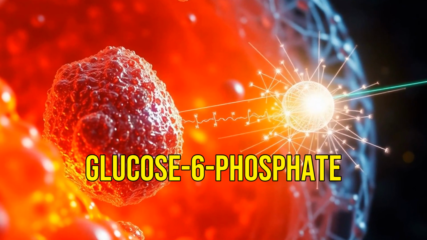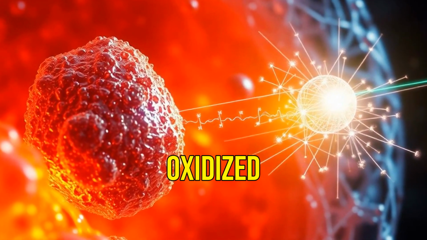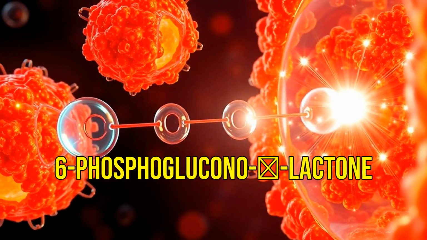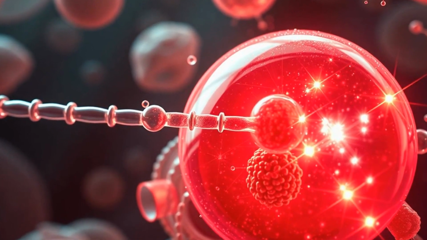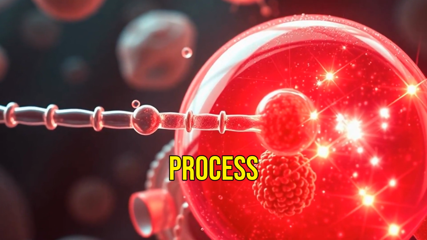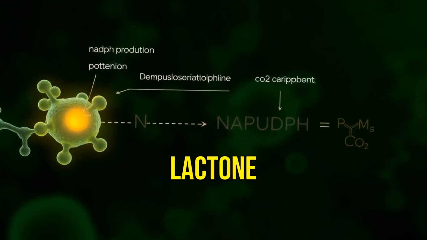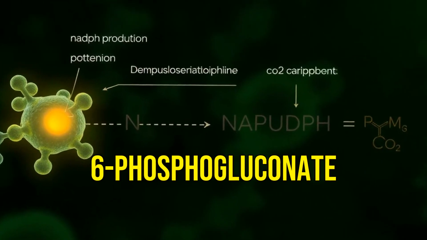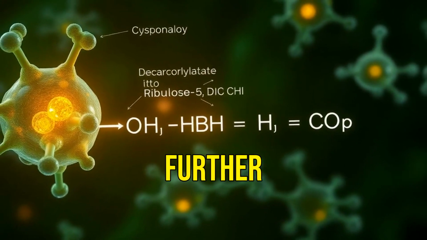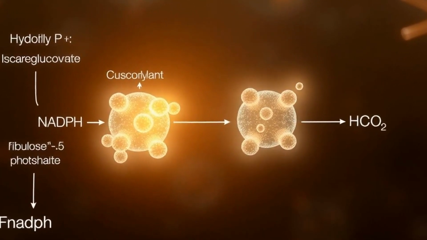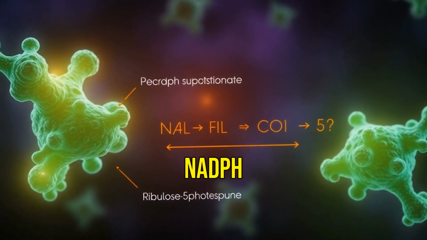It begins with glucose 6-phosphate, which is oxidized by glucose 6-phosphate dehydrogenase to form 6-phosphoglucono-D-lactone, producing NADPH in the process. This step is tightly regulated and rate-limiting. The lactone is then hydrolyzed to 6-phosphogluconate and further oxidatively decarboxylated to ribulose 5-phosphate, yielding a second NADPH and releasing CO2.